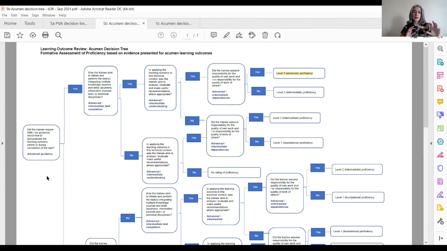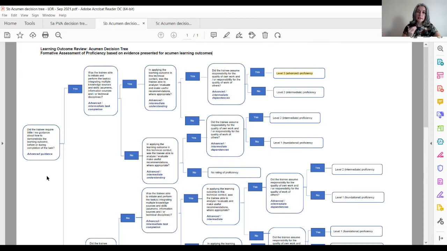So again, if you have a look at these last 2 questions, it really allows for a variety of contexts where the trainee is expected to make recommendations, where they're not expected to make recommendations, where they are required to monitor and supervise others' work and when they're not. So it allows for that advanced or intermediate understanding. If the answer to all of these is yes, the trainee is getting to a level 3 proficiency. Remember, we are at a formative level. We are not at a summative level.